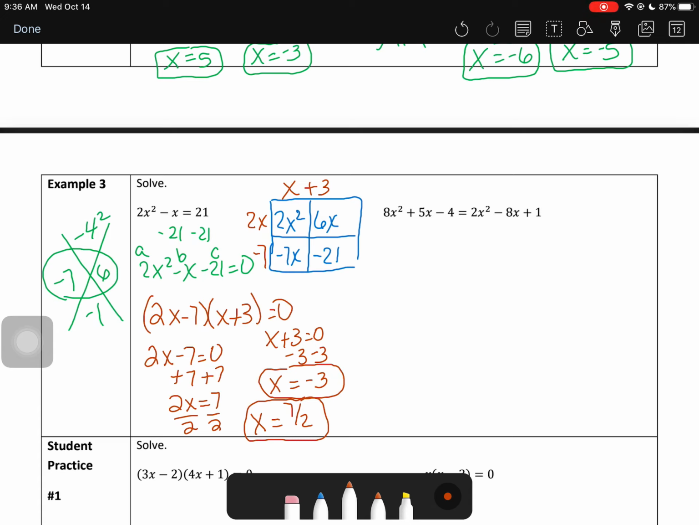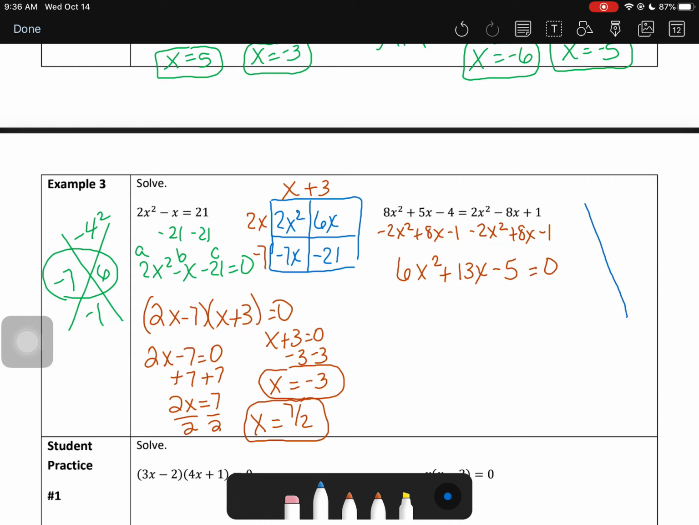In the last example we need to make sure it's equal to 0. So I'm going to move everything to the left side. I'm going to subtract 2x squared. And I'm going to do this all in one step. I'm going to add 8x. And I'm going to subtract 1. So 8x squared minus 2x squared is 6x squared. 5x plus 8x is 13x. And negative 4 and negative 1 is negative 5, and that's going to equal 0.